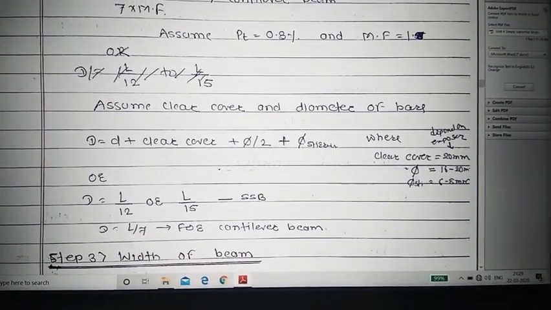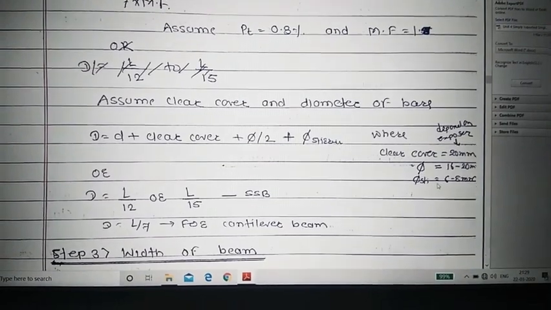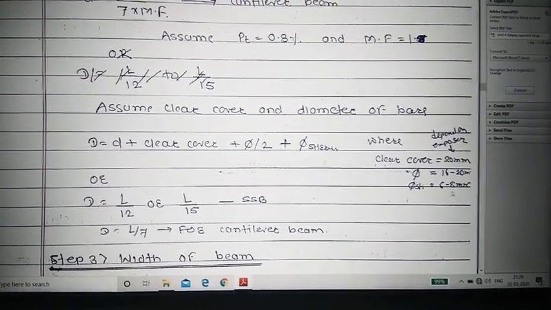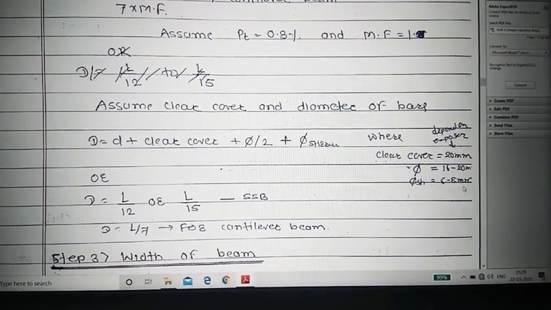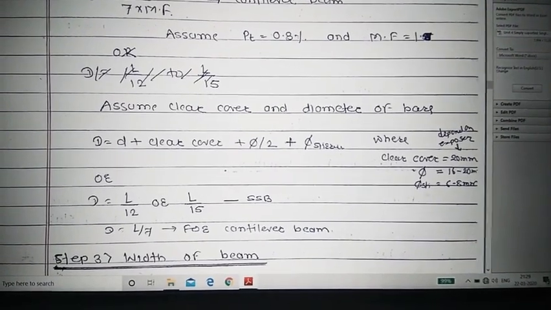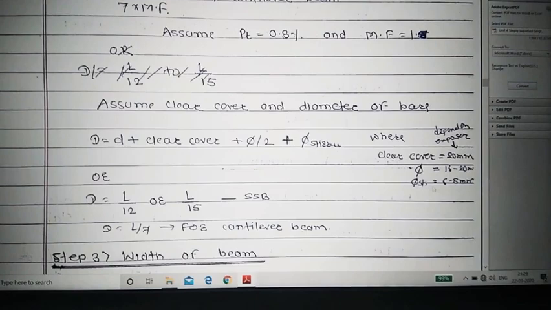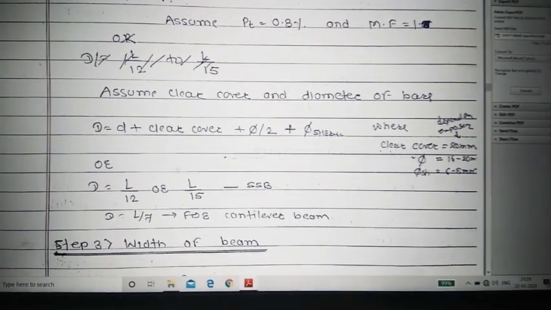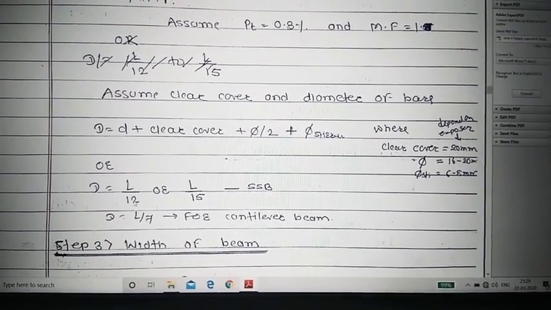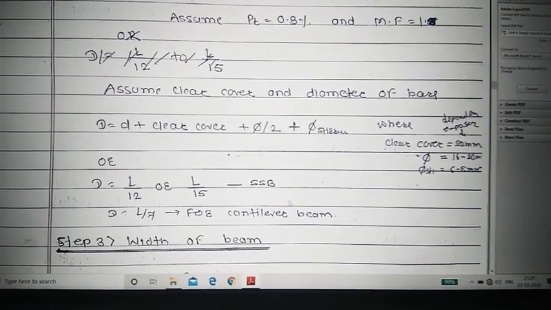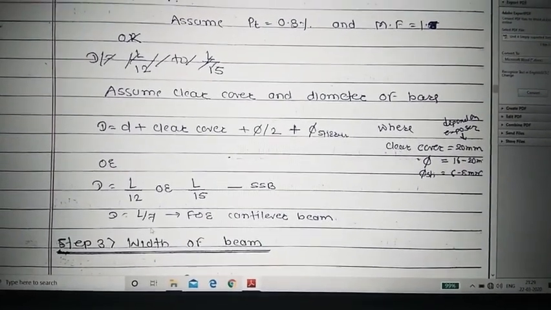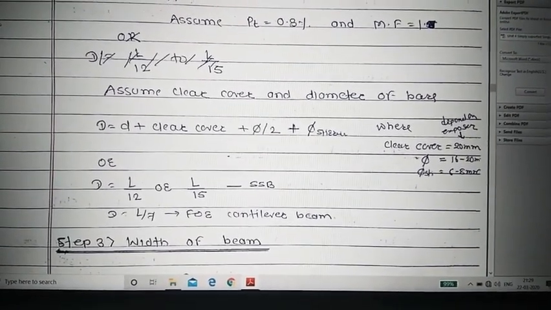Now after that you can assume the diameter for the stirrups from 6 to 8 mm, but 6 mm is not used in the market now, so you can use 8 mm for the stirrups diameter. Our second thumb rule formula for the overall depth is L by 12 or L by 15 for the simply supported beam, and D equals L by 7 for the cantilever beam.